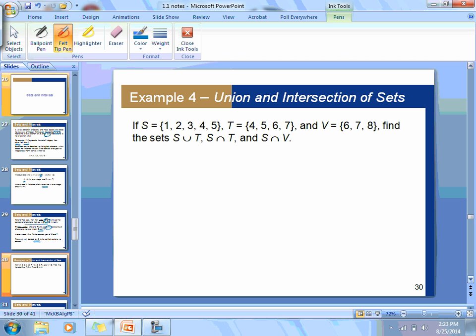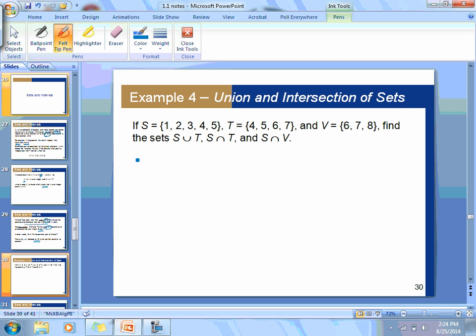So for example 4 here, now again, this example is in your book, so if you'd like to follow along there, you can. But here we have the set S, and it has the elements 1, 2, 3, 4, 5 in it. And then we have the set T, which has the elements 4, 5, 6, and 7. Now notice that some of those overlap, some of them are the same. And then we also have set V, which is 6, 7, and 8. So again, that has some overlapping with set T. And we want to find each of these sets.